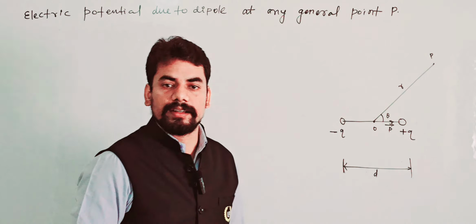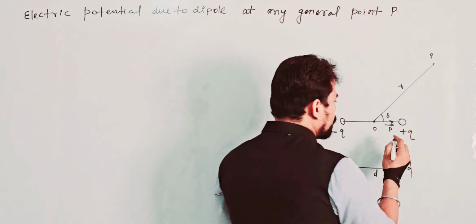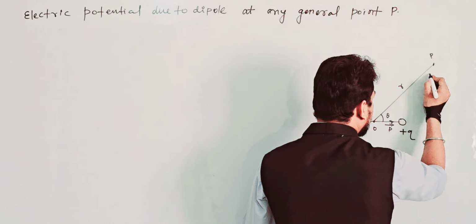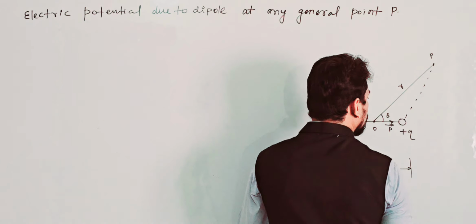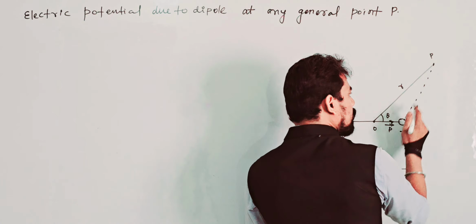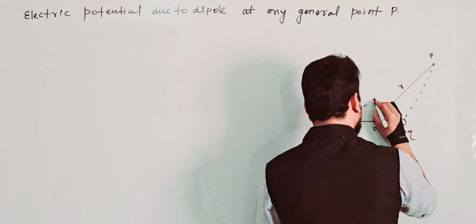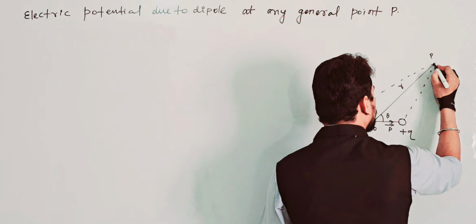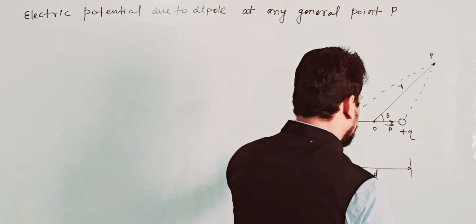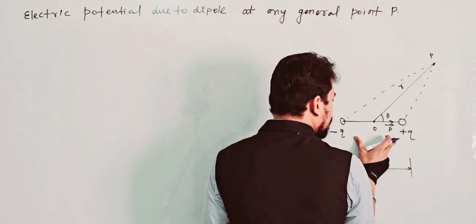What do we need to find? The potential due to the dipole. It means the potential due to both the charges, which we need to add. This is the separation of point P from the positive q charge, and this is the separation of point P from the second charge. Okay, so this is r, this is theta, this separation is d.